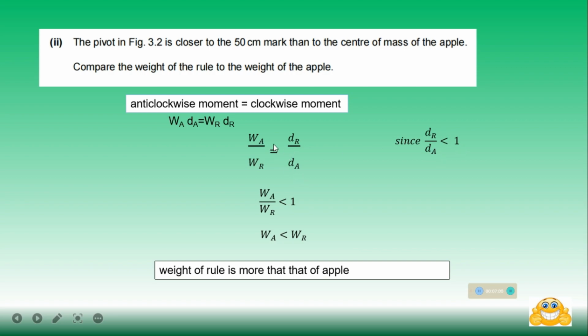So WA divided by WR is equal to dr divided by dA. WA divided by WR should be less than 1 because dr by dA is less than 1. It means WA is less than WR. So the weight of the rule is more than the weight of the apple. We can conclude.